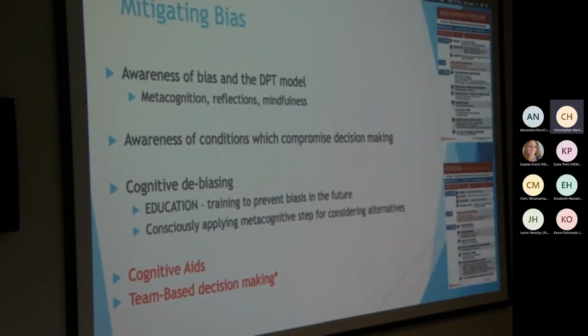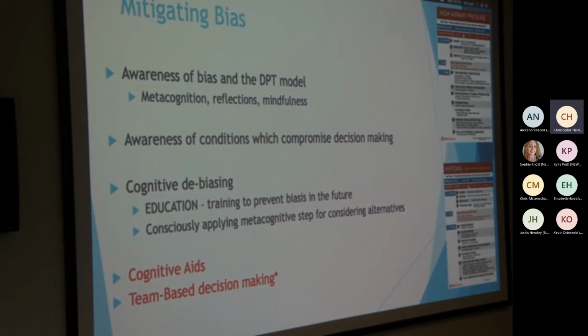How do we mitigate these? Pat Croskerry has written a lot of literature on this. Everywhere I looked, it had stuff written by him. He's given a good talk on this as well. But the ways he talks about are being aware that biases exist, being aware of that system 1, system 2 thinking. This is where we talk about metacognition, or reflection and mindfulness, which I'll touch on in a moment. There's also being aware of the conditions and the factors around us which compromise our decision making: our psychological, our physical, our environment.